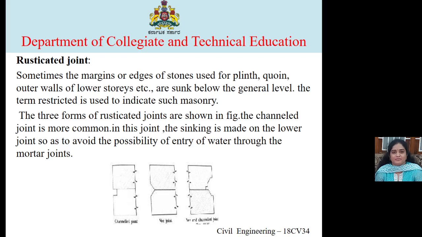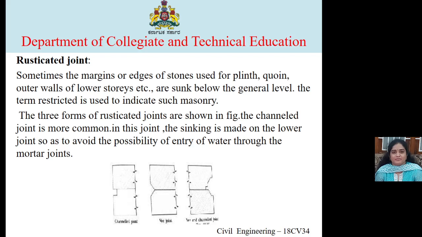Rusticated joint. Sometimes the margins or edges of the stones used for plinth, quoin, outer walls of lower stories, etc., are sunk below the general level. The term rusticated is used to indicate such masonry. The three forms of rusticated joints are shown in the figure.